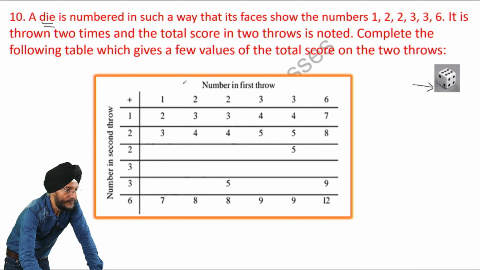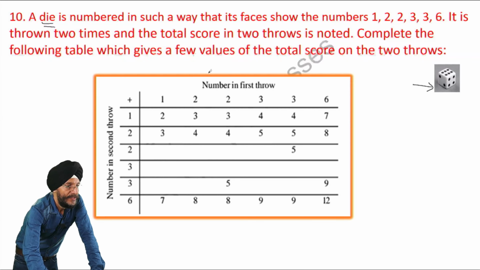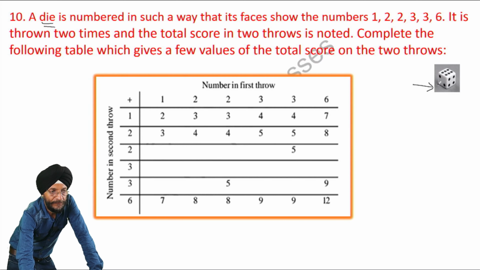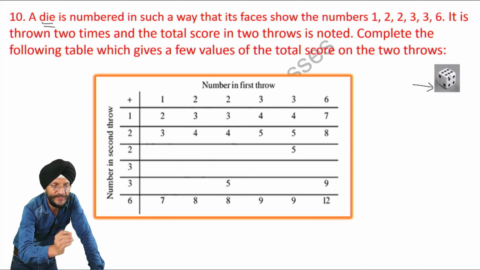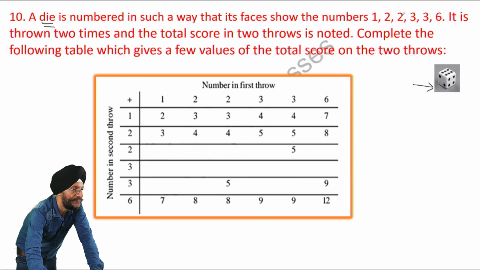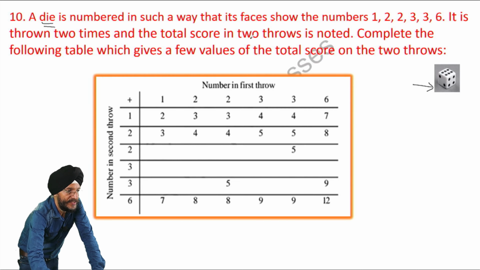So now, here it is given that the die has the numbers 1, 2, 2, 3, 3, 6. Normally the dice has these types of appearances on its face which range from 1 to 6. Normally it may be written 1, 2, 3, 4, 5, 6. But here the numbers have been changed. Now this dice is thrown 2 times and the total score in 2 throws is noted.